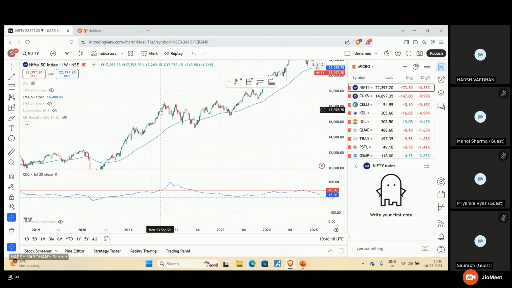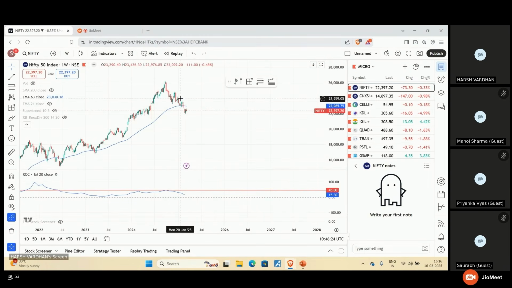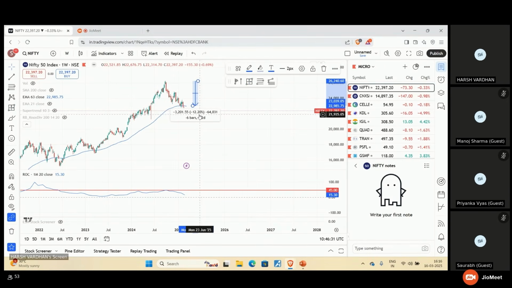For example, moving averages are a lagging indicator, because some damage has already happened, right? For example, if you check from here till here, a 12% correction has already happened. After that, EMA 63 is telling you that the market is going into a downtrend, right? So here you will be losing 12%.